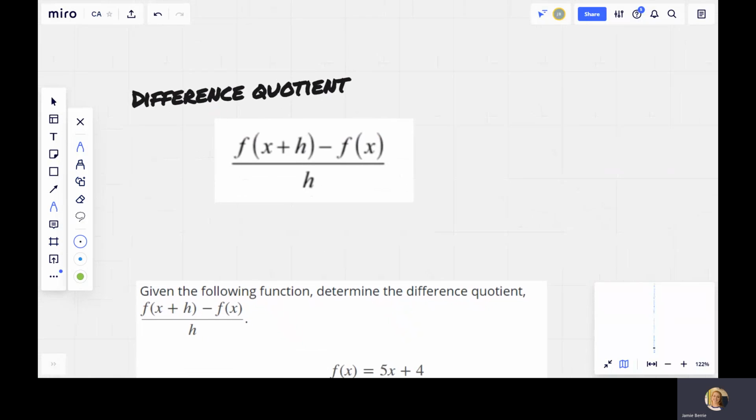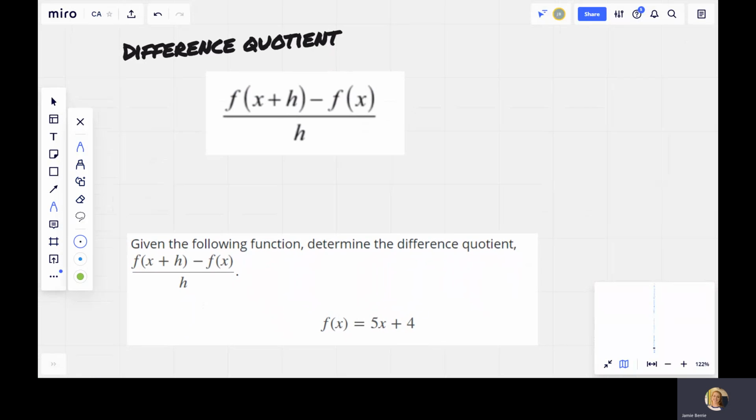Here we have the difference quotient. If you go on to take calculus, you do nothing but calculate this difference quotient for several weeks. If you've heard of the limit, this is part of the definition of a limit. So it's f of x plus h minus f of x over h. This is just going to give us a lot of practice with function notation.